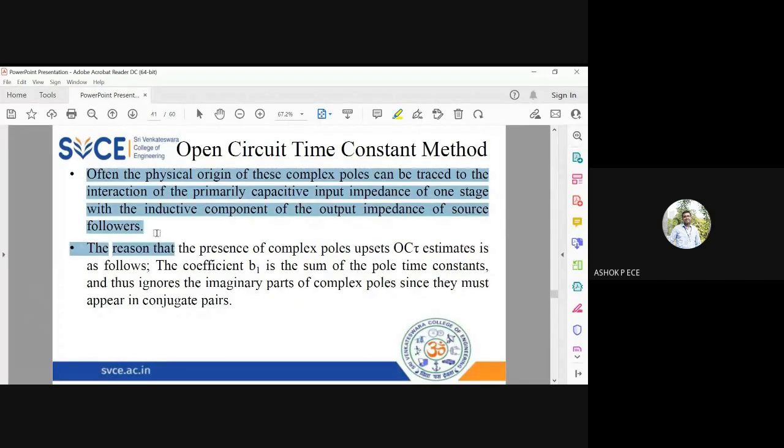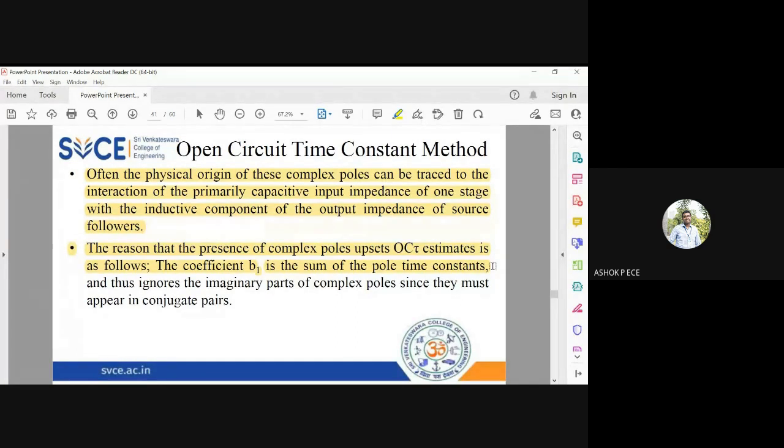And sometimes if you have complex poles also, this method is going to work. You know that because B1 is going to be the sum of the time constants. When you add the complex poles, you know complex poles will always come in pairs, so the imaginary part will get cancelled. However, complex poles will also be considered in the system. You need not worry, because B1 is the sum of all the poles' time constants.